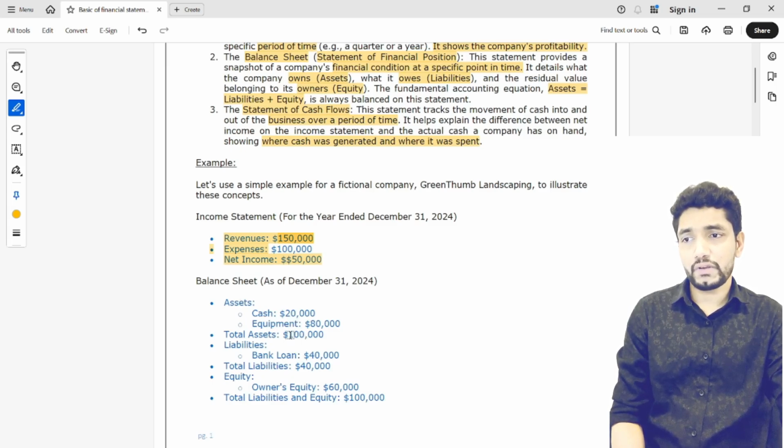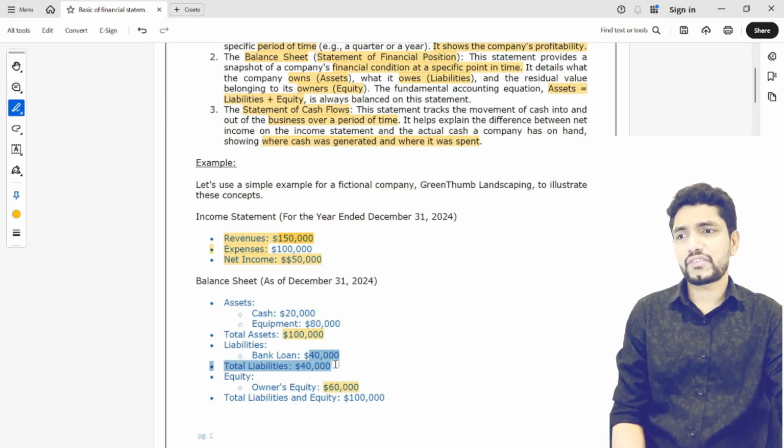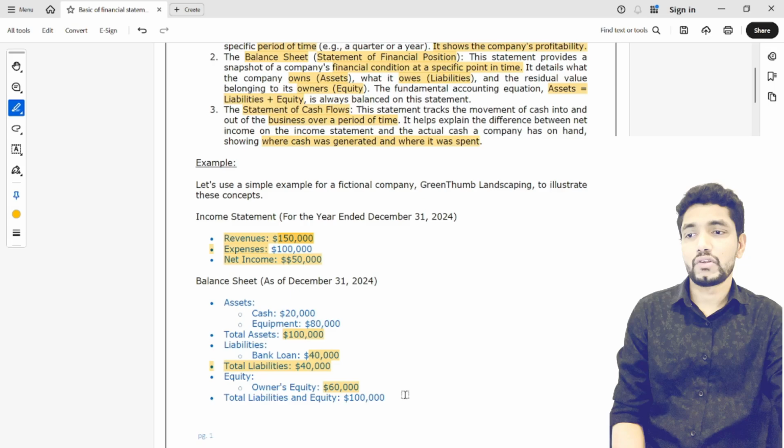The total asset value is 100,000. Also the total liabilities are 40,000, and the owner's equity is 60,000. Here you can see the total assets always match the total liabilities and equity.